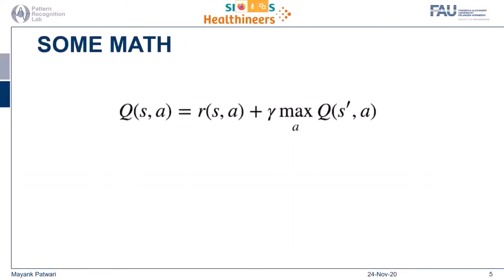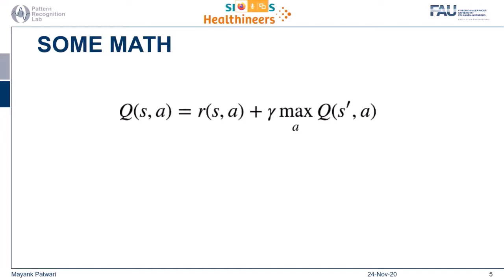Some mathematics, I won't go too deep into this. The perfect action Q is achieved by a sum of the reward and the discounted sum of the perfect action at the next state. Now, there's a really complex derivation, and I won't get into it right now because this is just a small presentation and not a mathematics lecture.